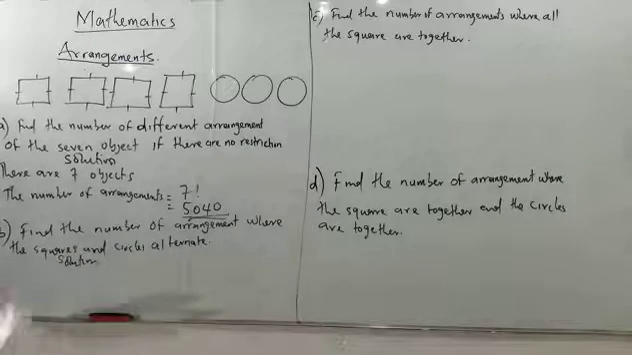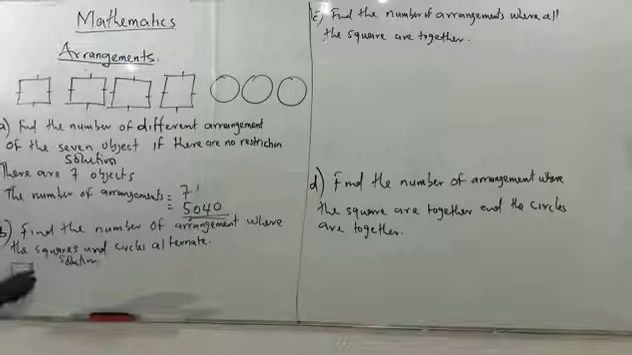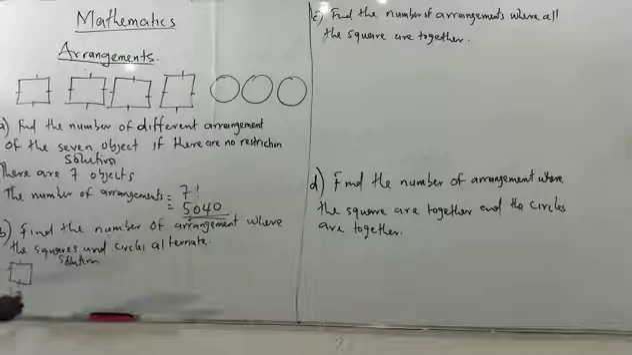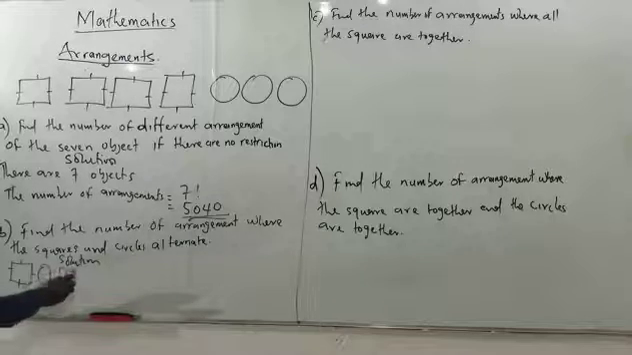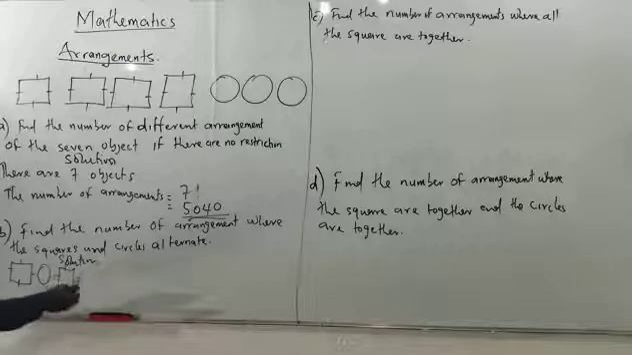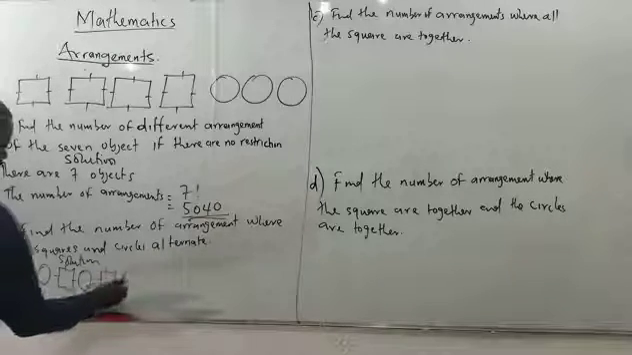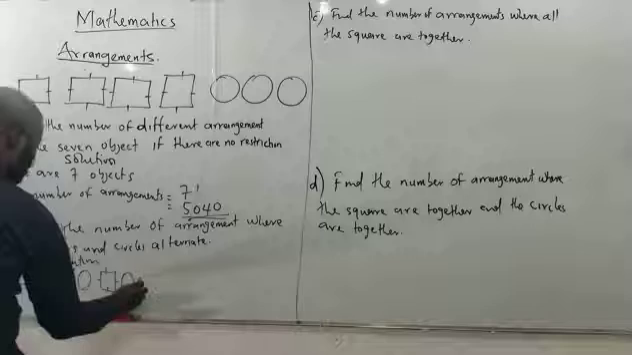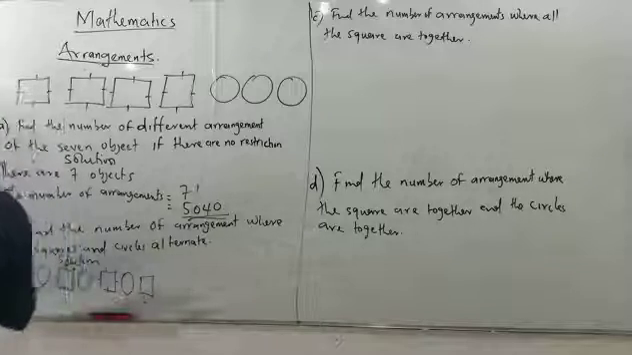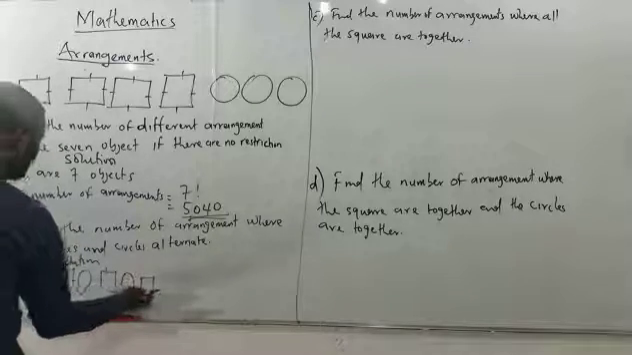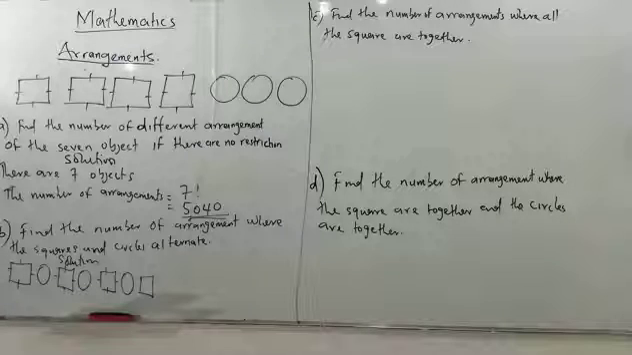Now, in the normal sense, alternate means a square, then a circle, then a square, and a circle. 1, 2, 3, 4, 5, 6, 7. Now, is it already in the form of what? Alternate. Now, what you just need to do is that you can do this in 4 ways.